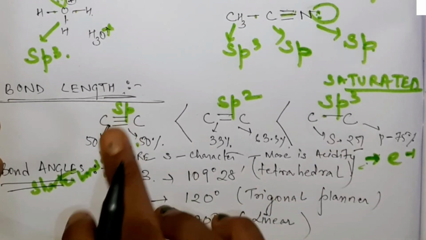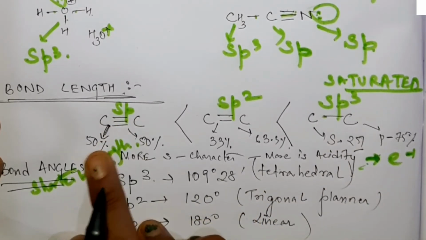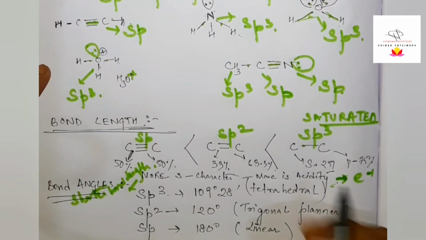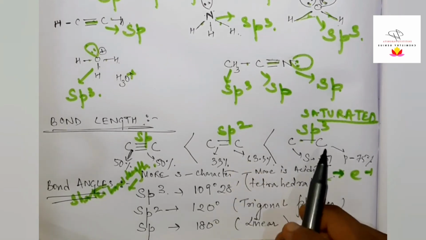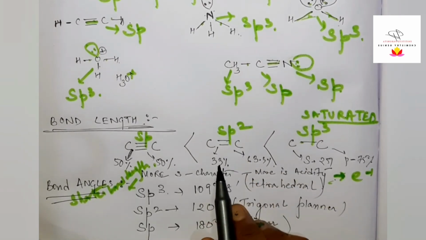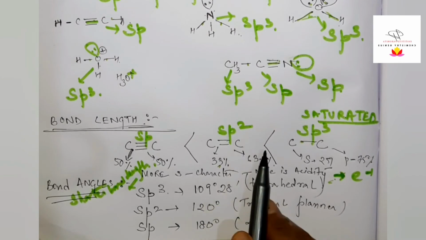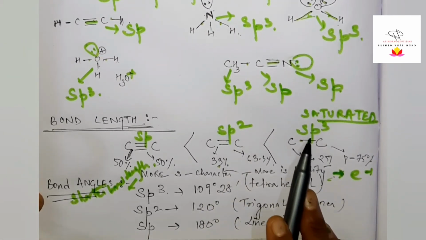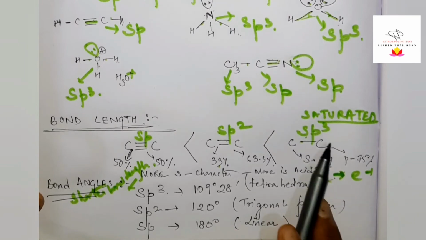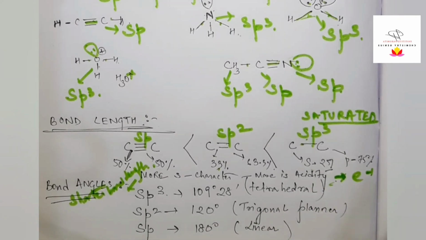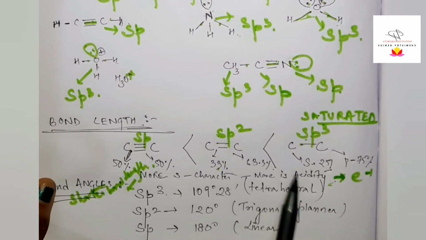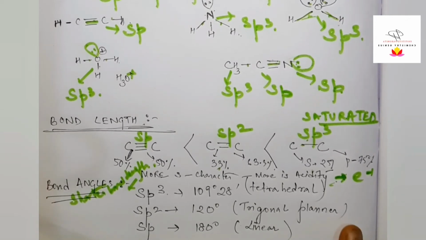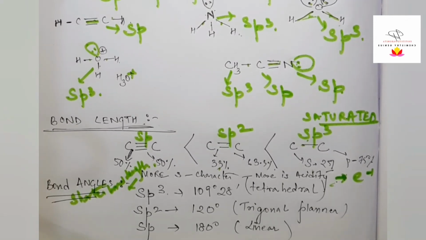So here the S character is 50%, P character is 50%. In this molecule, now here it is 33% S character and 67% P character. Here we say this S character is 25% and P character is 75%. So more is the S character, more is the acidity, hence shorter will be the bond length.